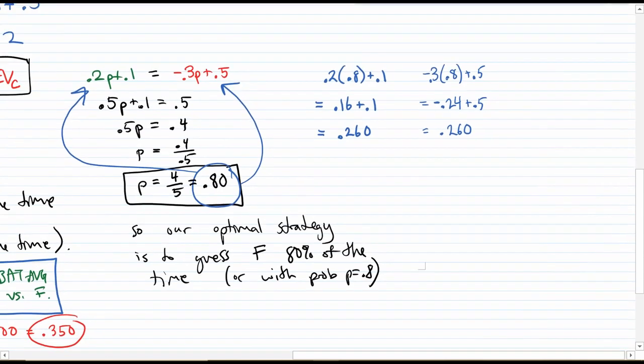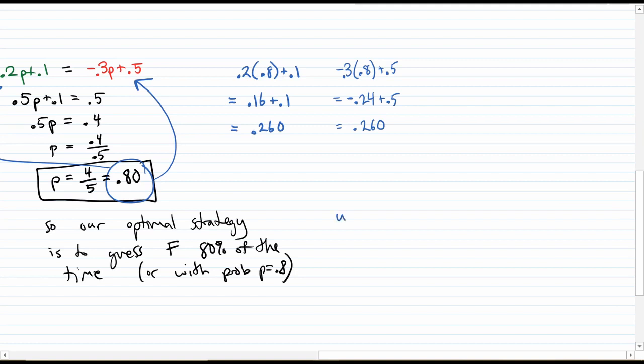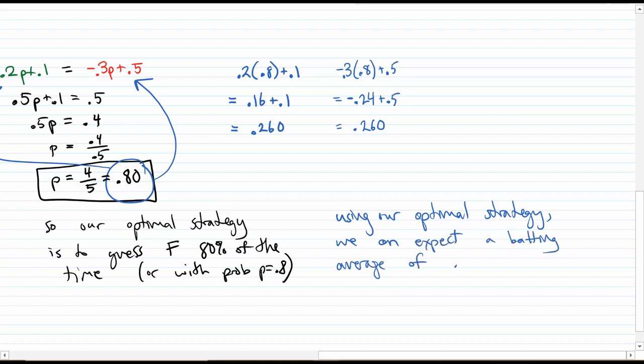And what is this saying? This is saying that with our optimal strategy, we can expect a batting average of 260. And that's a pretty good batting average. If you have a batting average of 260 overall, then you're definitely making the team. But more importantly, and again, I've stressed this so many times, the whole point is that it doesn't matter what the pitcher throws at us. We're going to be able to get this batting average. This is the expected value of our strategy.